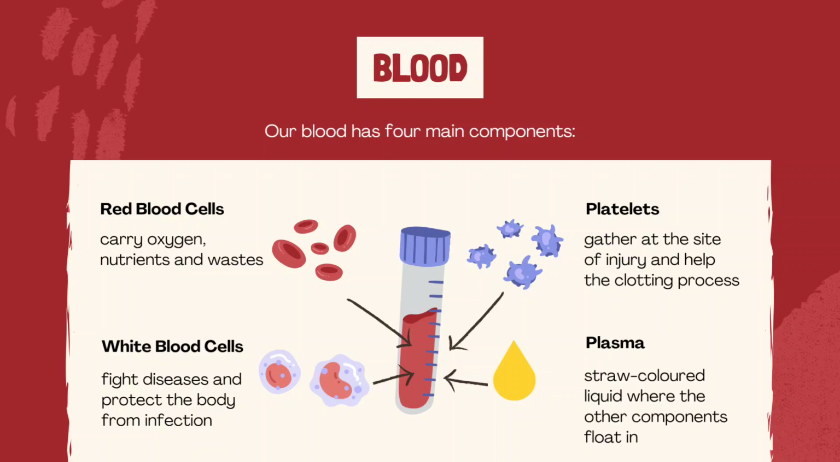Plasma, a straw-colored liquid in which the other components float. These are the four main components of blood.